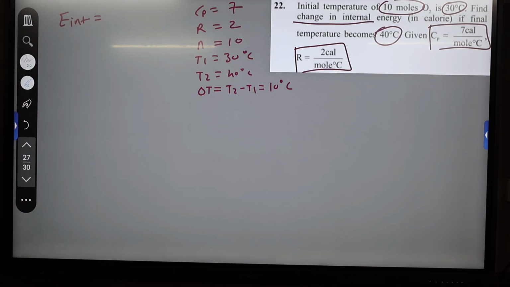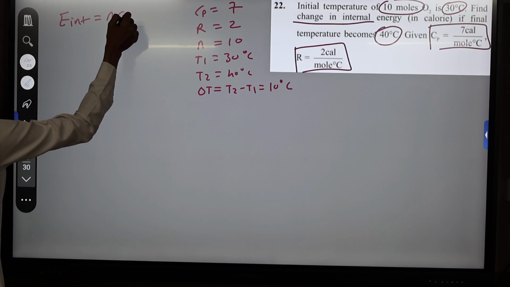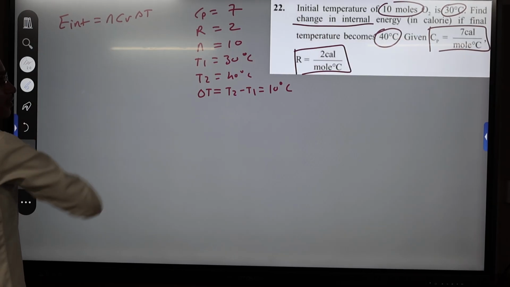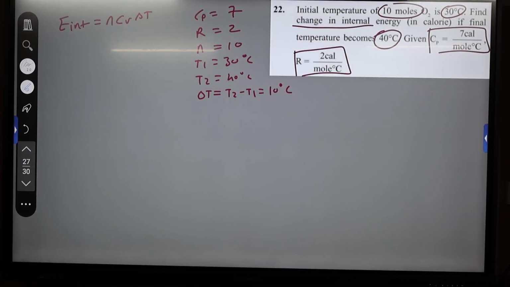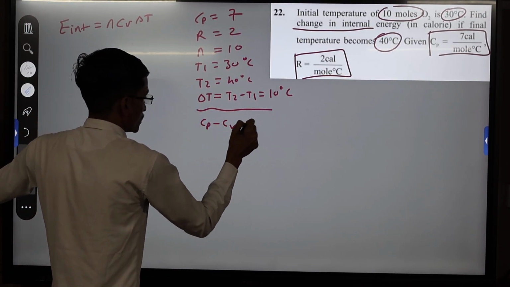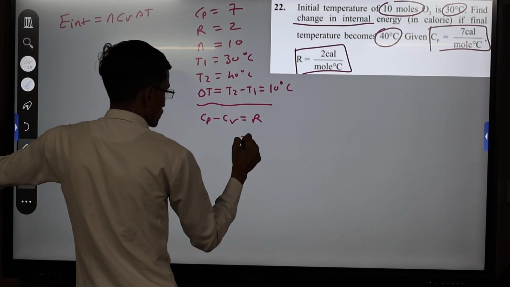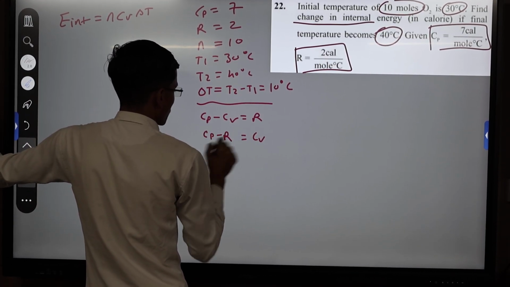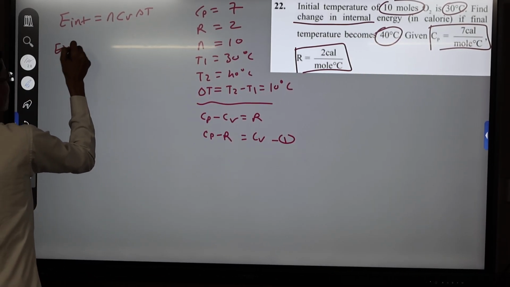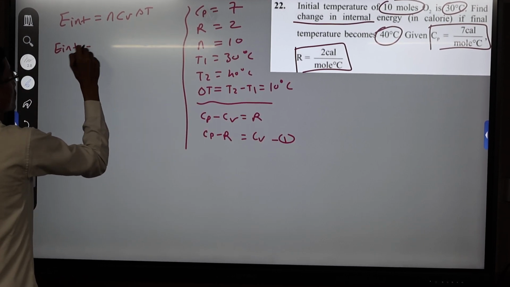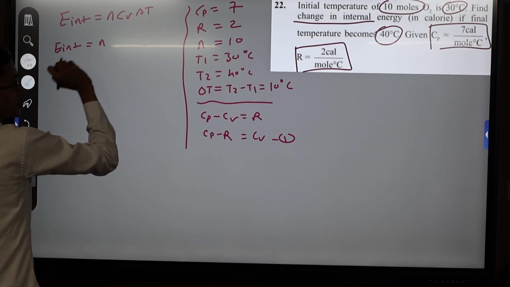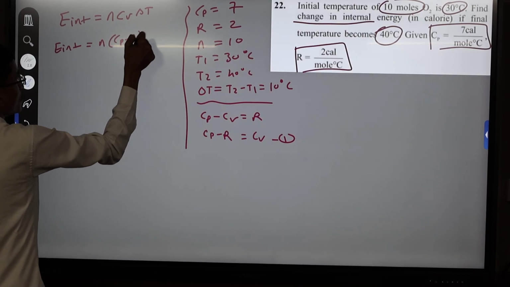Okay. The formula for internal energy change is n Cv delta T, where n is the number of moles. Here we have no data of Cv, but we have a relation that Cp minus Cv is equal to R. So we can write Cv is equal to Cp minus R. Put this into the equation and we will find the internal energy change: n is equal to 10, first of all write as it is, n into Cv, which is Cp minus R, into delta T.